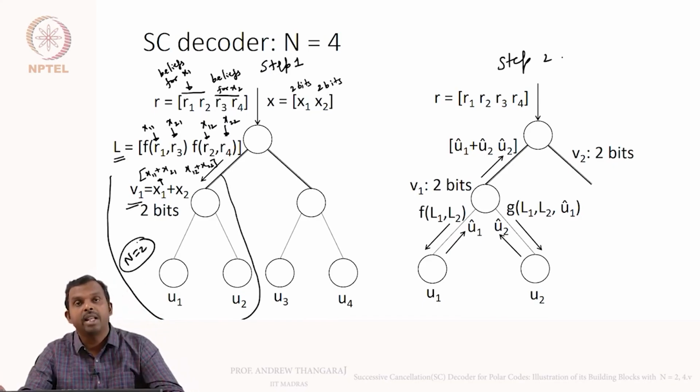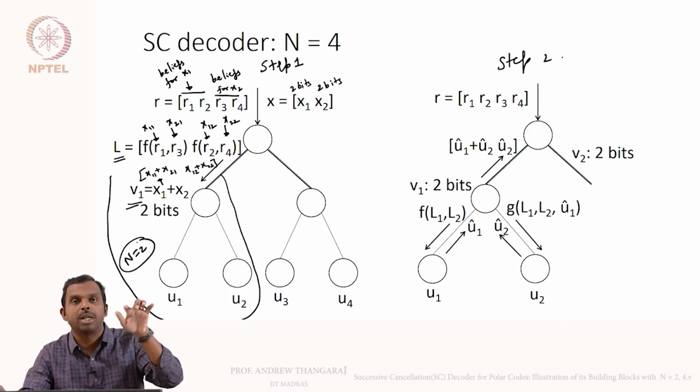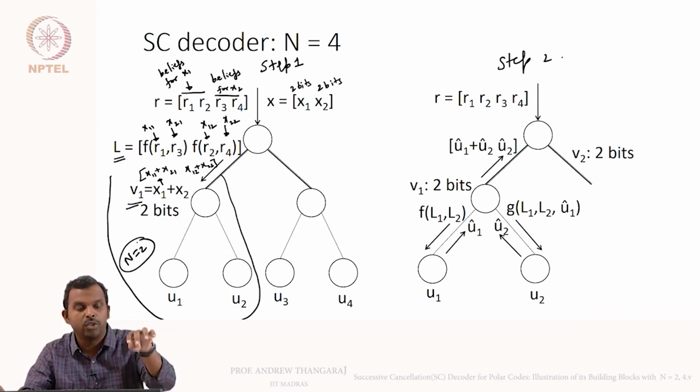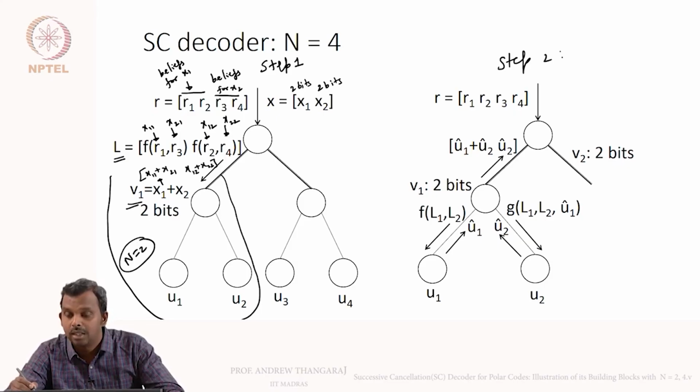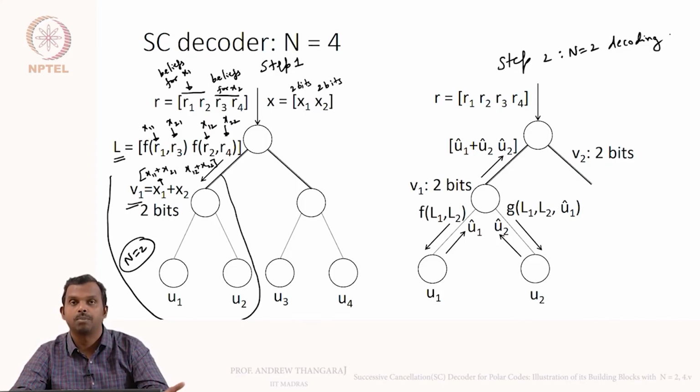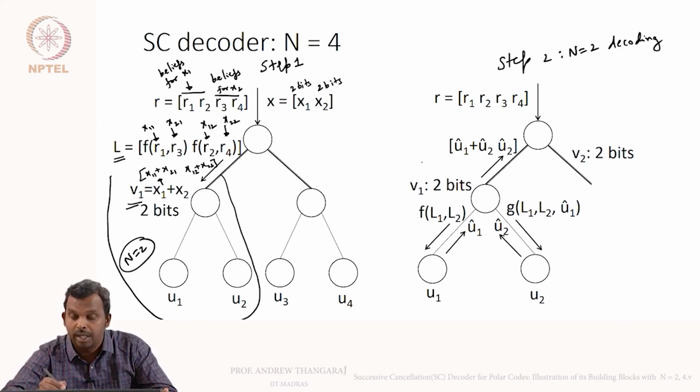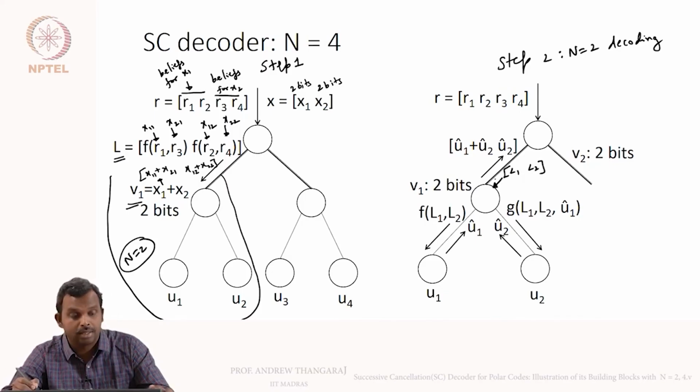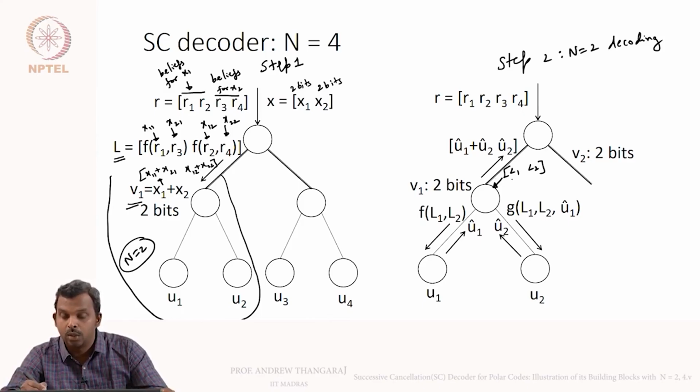What happened at n equals 2? You had a root node and you had 2 beliefs coming in. Same thing is happening here. You have a root node, 2 beliefs coming in, and 2 leaves below that. Step 2 is just n equals 2 decoding. So that's the basic building block. You have the 2 beliefs L equals L1, L2. Maybe I should write that down somewhere here. L1, L2 are coming in here. That's the L you had here, f of R1, R3, f of R2, R4.